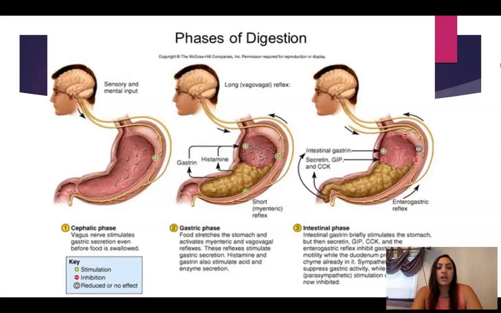Those three phases are depicted in this image. I wanted to put this image in the PowerPoint to give a good background and to let you know that I'm just going over one of the phases, which is the second phase, the gastric phase. The first phase is cephalic, then the gastric and intestinal phase. Each phase does different things.